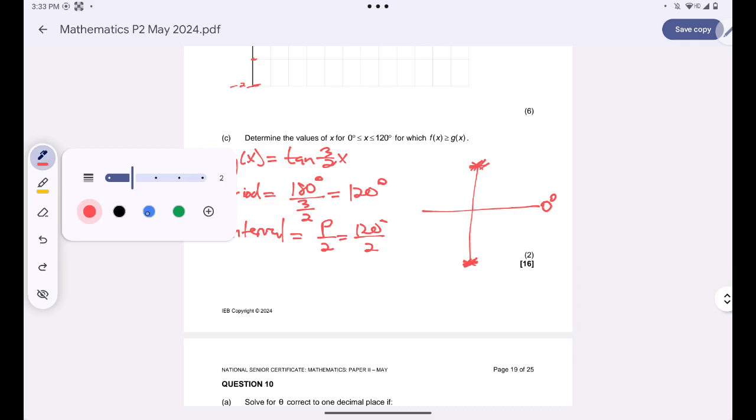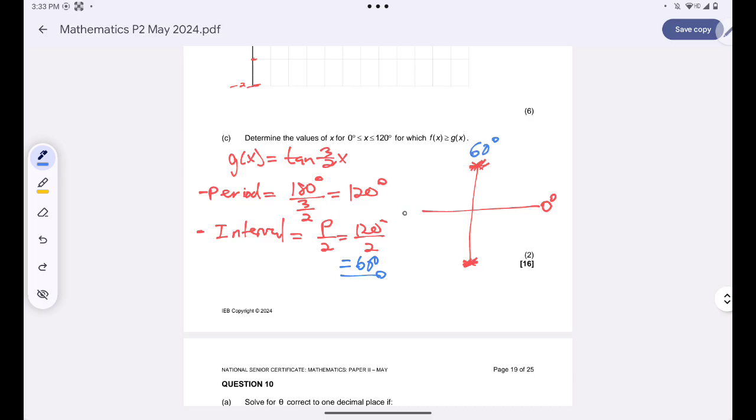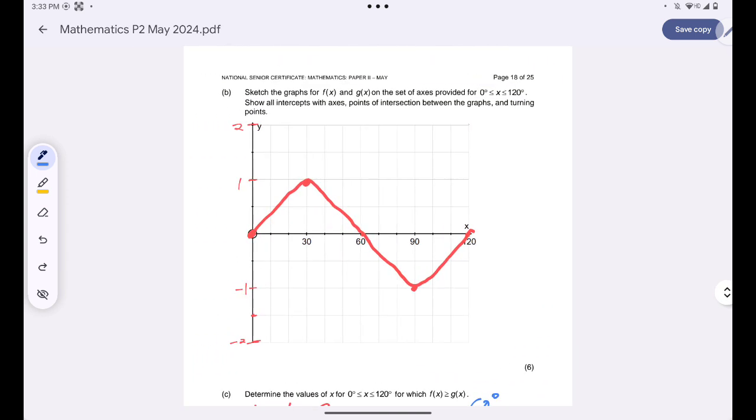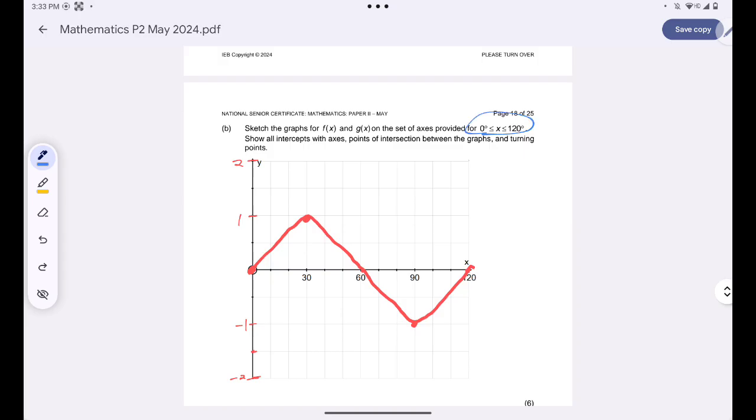So all you need to do is keep on adding the interval. 0 plus the interval, my interval is 60, right? 120 over 2 is 60. Let me write it there. My interval is 60, so I'll have 60 there, and then 60 plus 60, I'll have 120. So I don't need to go further because I was restricted to stop at 120 degrees.